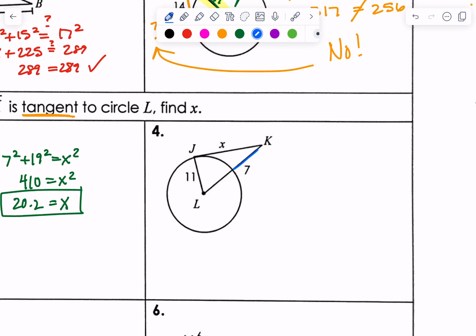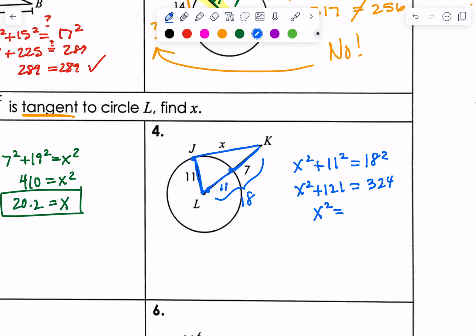So here, this is the piece that's 7. Here's x, and this is 11, and this is a radius. So that means that this radius is also 11, which makes this side 18. So x squared plus 11 squared equals 18 squared. X squared plus 121 equals 324. We subtract. X squared equals 203. X is 14.2.